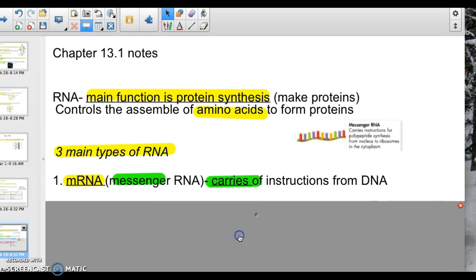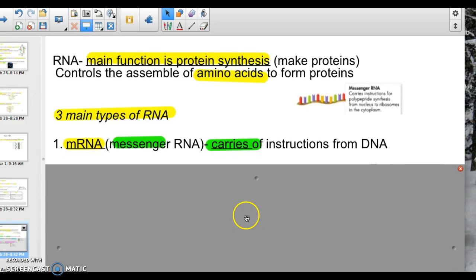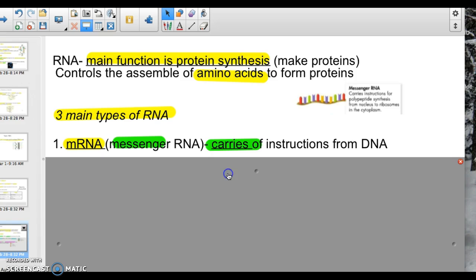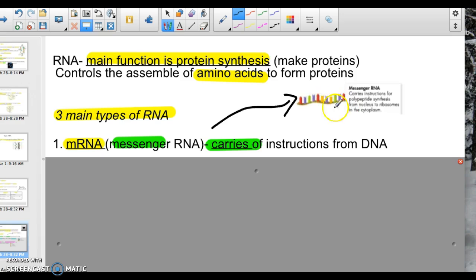The first one is called mRNA, or messenger RNA, whose main role is to carry the instructions that it got from DNA. That's its main role. And messenger RNA looks similar to this picture right here. Messenger RNA is single-stranded with your phosphate and your ribose, and then of course your nitrogen bases, your adenine, your uracil, remember, not thymine.